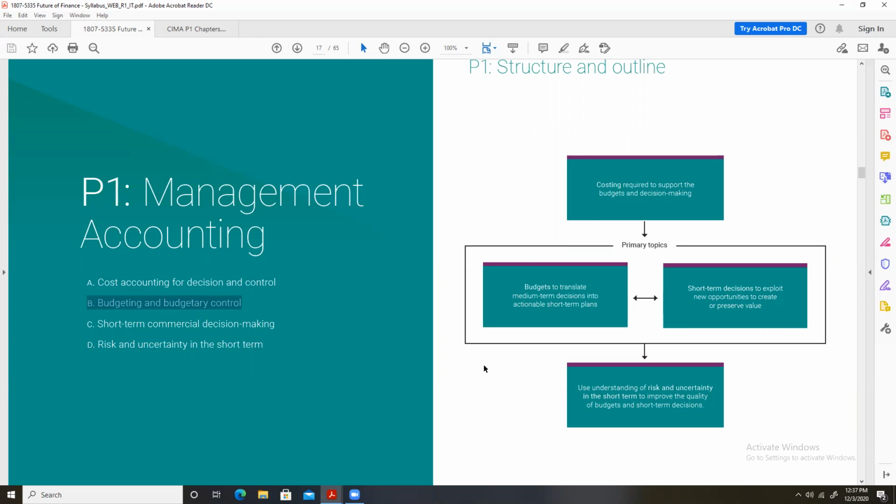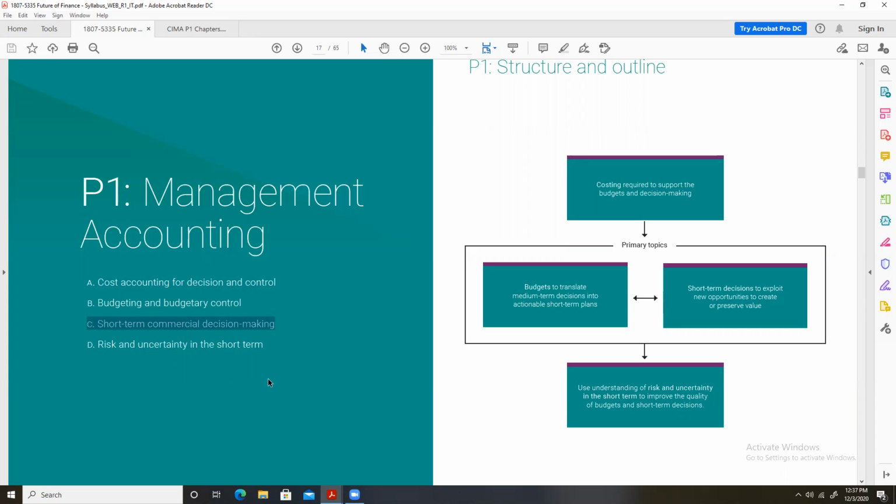The next one is short term decision making. This is a part that deals with the relevant cost chapter, a very important area in management accounting, that is relevant costs. I will talk more about it later in this video.